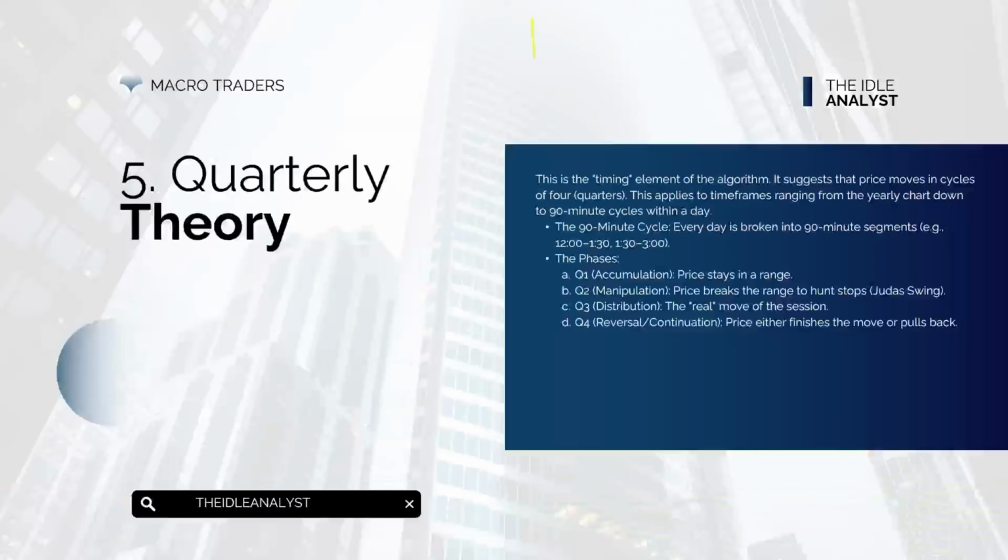At 12 to 1:30, 1:30 to 3 a.m. in the morning. The phases are as follows. The first quarter is always accumulation, price stays in range. The second quarter is manipulation, price breaks the range to hunt stops, called the Judas swing. The third quarter is the distribution, the real move of the session. And then we have the fourth quarter, which is known as the reversal or the continuation. Price either finishes the move or pulls back.